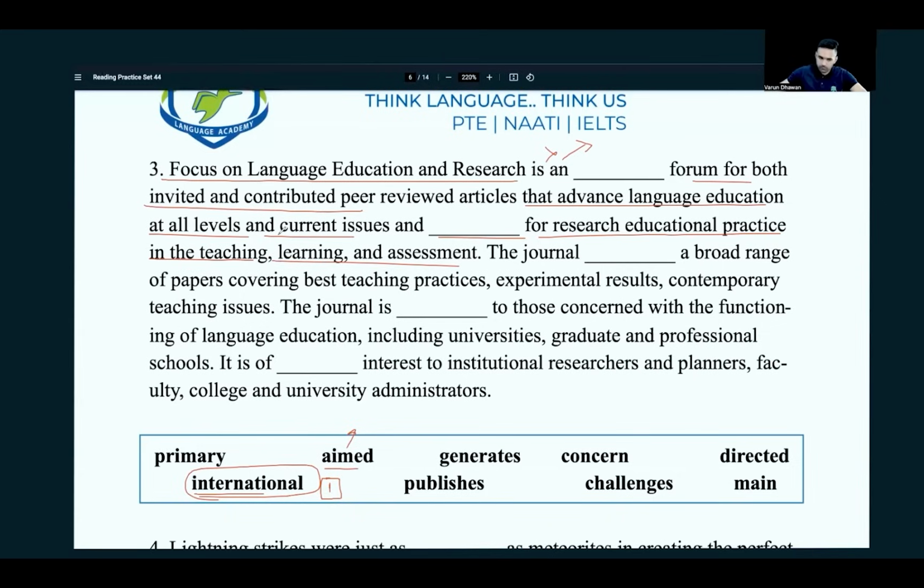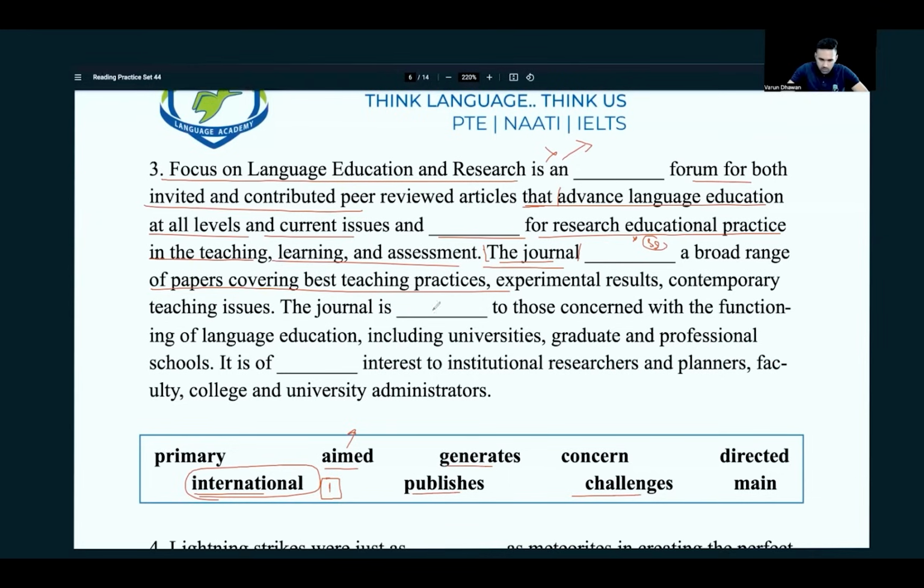and current issues, and dash for research educational practice in teaching. And dash for is a forum reviewed that advance, this, and dash for. We'll come on to this afterwards. I'm not really sure. The journal dash a broad range of papers covering best teaching practices. The journal is a singular thing. So you'll have a verb ending with S over here. For example, book provides a lot of information. You'll never say the book provider. With singular, you always have verbs ending with S. Remember this thing. How many words do we have ending with S?